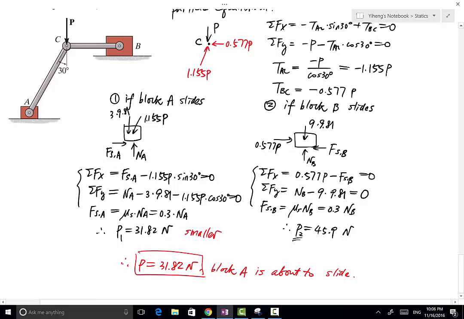So this is the final answer. It can also be interpreted as the largest force P that can be applied without causing motion, because if the force is any bigger than 31.82, for example 45.9, at that point block A is already moving, because it only takes 31.82 newtons to cause block A to move.